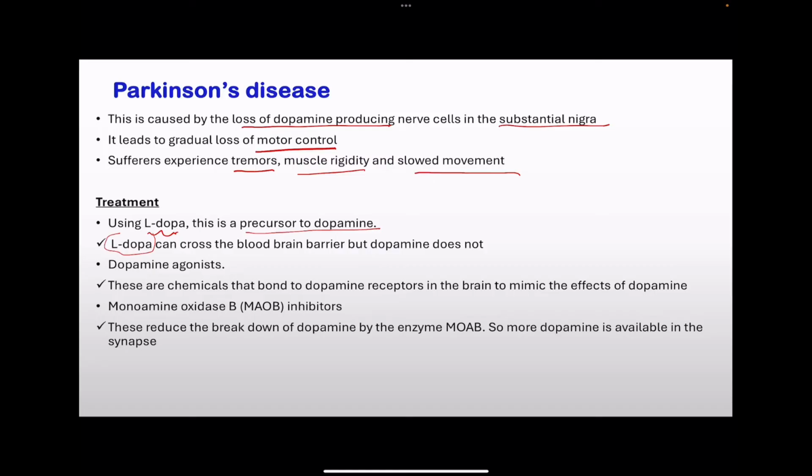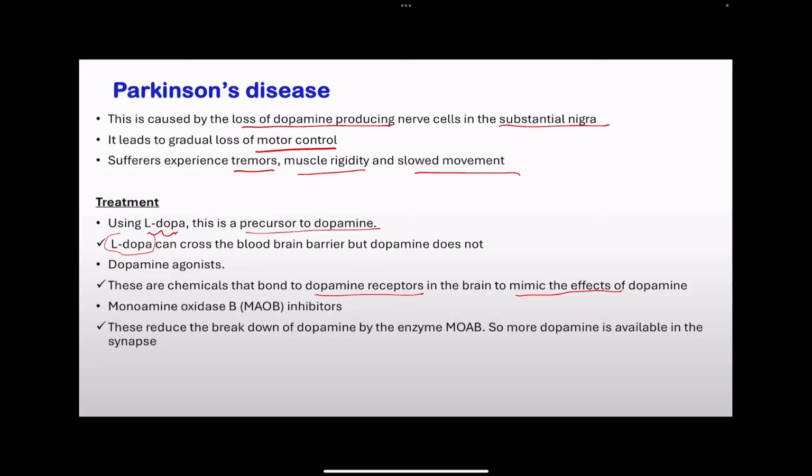Sometimes in treatment, they can use dopamine agonists. These are chemicals that bond to dopamine receptors. They have complementary shapes to dopamine, so they will bind to the receptors and mimic the effects of dopamine, meaning at the postsynaptic membrane there is going to be triggering of an action potential because receptors are going to bind to something that is similar to dopamine, and an impulse is going to be initiated.